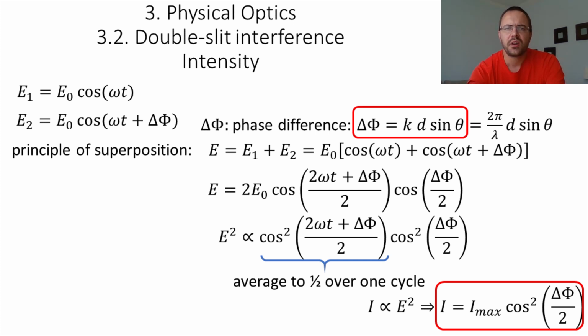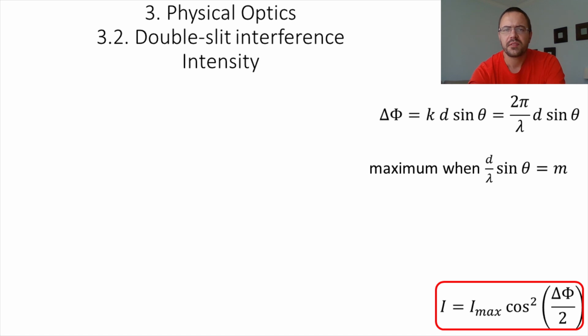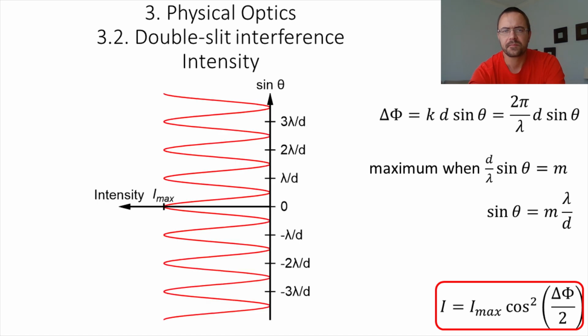There is a useful plot of this function to remember. The cosine square function will have a maximum every time delta phi is equal to 0 or 2 pi, 4 pi, and so on. And since delta phi is equal to 2 pi over lambda d sine theta, then there will be a maximum intensity when d over lambda sine theta is an integer number, right? Or when sine theta is equal to m lambda over d.